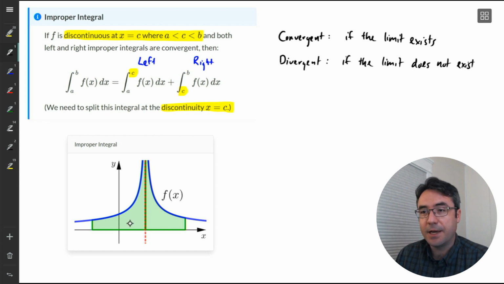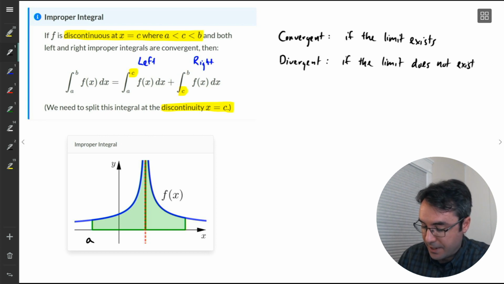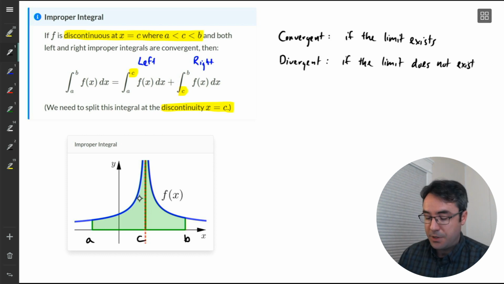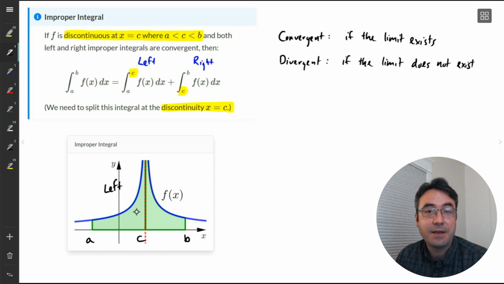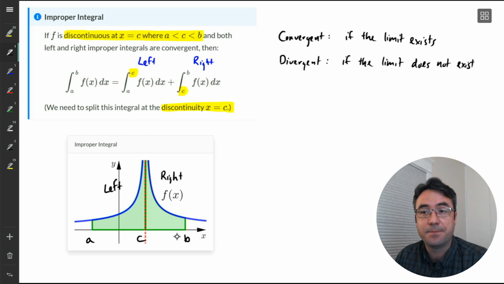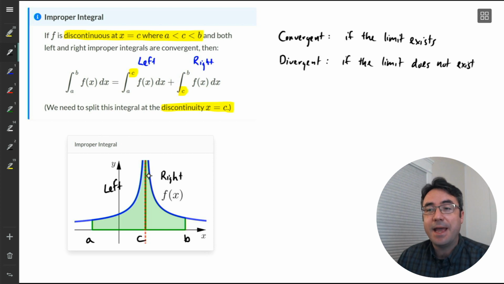And graphically, what does this look like? Well, if we're integrating from, say, a to b, and we have this vertical asymptote, this discontinuity at c somewhere in the middle, you can see the left improper integral is giving us the area on the left side, and the right improper integral from c to b would give us the area on the right side of this discontinuity. And so we have this region that extends infinitely far up, and the question is, does that have a finite area or does it have an infinite area? And that's what these improper integrals help us calculate.